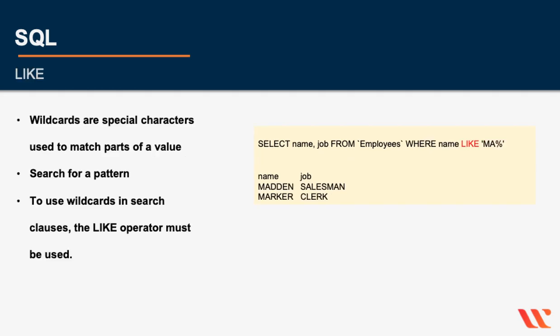Wildcards. Wildcards are special characters that are used to match parts of a value. You can also use them to search for a pattern. With wildcards, you can use the word LIKE, and then you can specify in quotations a partial word, and then you can use wildcards. So here we're saying SELECT name, job FROM employees WHERE name LIKE 'MA%'. In this case, we're saying retrieve all the rows from employees where the name starts with MA.